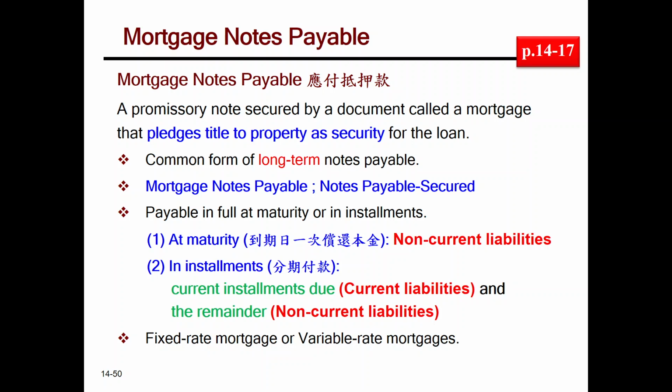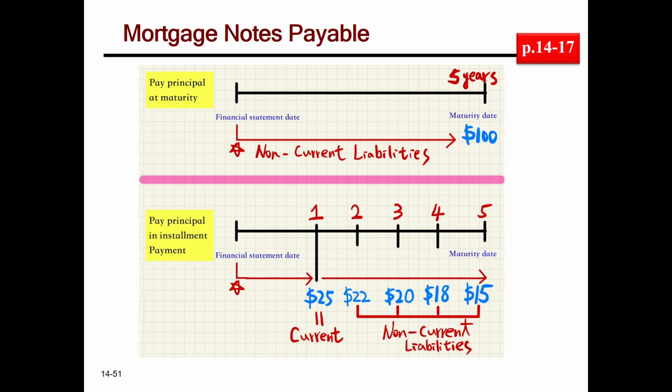Mortgage note payable. You should know when you pay back the principal. A maturity date means you pay back the principal once at the maturity date, or is installment payment 分期付款. So installment payment 分期付款 means what? We pay part of the principal each period, okay? But be careful how we report the situation on your financial statements.